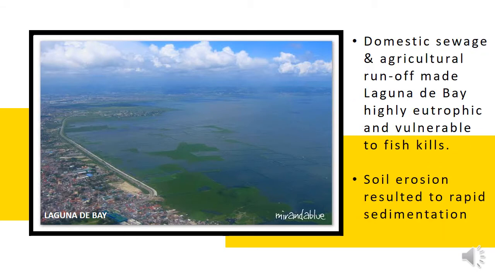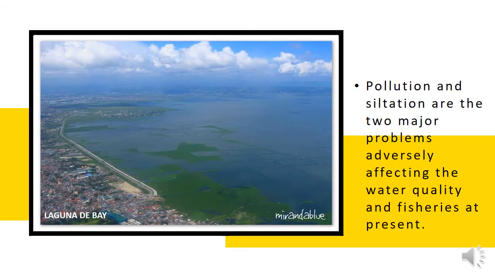Domestic sewage and agricultural runoff made Laguna de Bay highly eutrophic and vulnerable to fish kills. Soil erosion from the watershed of the lake has resulted in rapid sedimentation. In Laguna de Bay, pollution and siltation are the two major problems adversely affecting the water quality and fisheries at present. Heavy siltation of the lake resulted in high turbidity of its water, which limits primary productivity and consequently production.